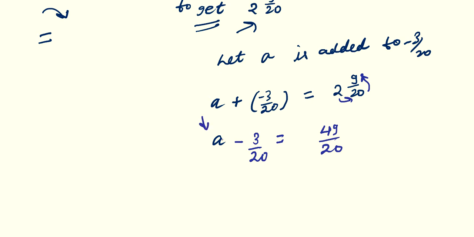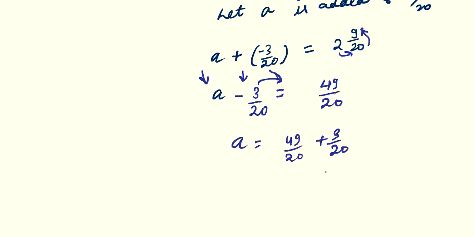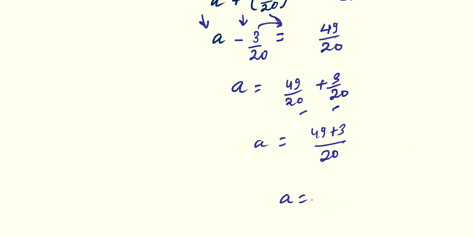Now we have to find A, so for that we have to transpose this minus 3 by 20 to the right hand side. Here we have a negative sign, and on transposing to the right hand side, it will be converted into a positive value. So A equals 49 by 20 plus 3 by 20. As you can see, the denominators are the same, so no need of finding the LCM, directly write 20. 49 plus 3, you know well, is 52 by 20.